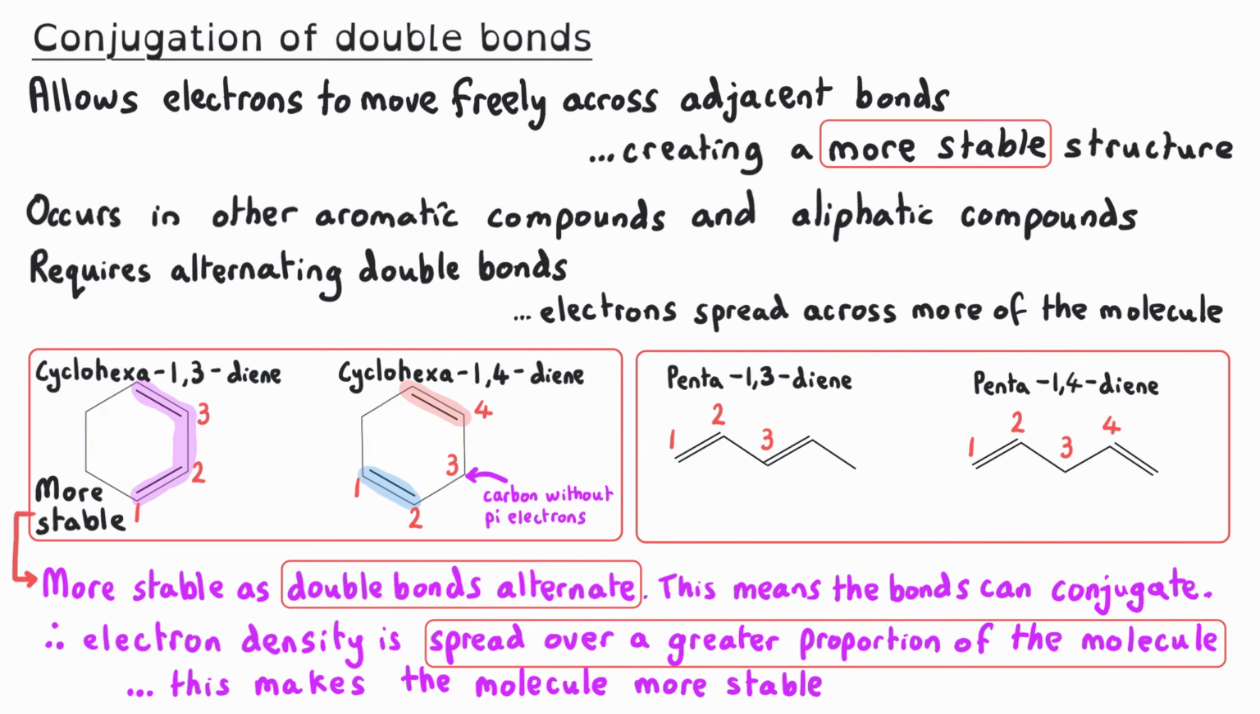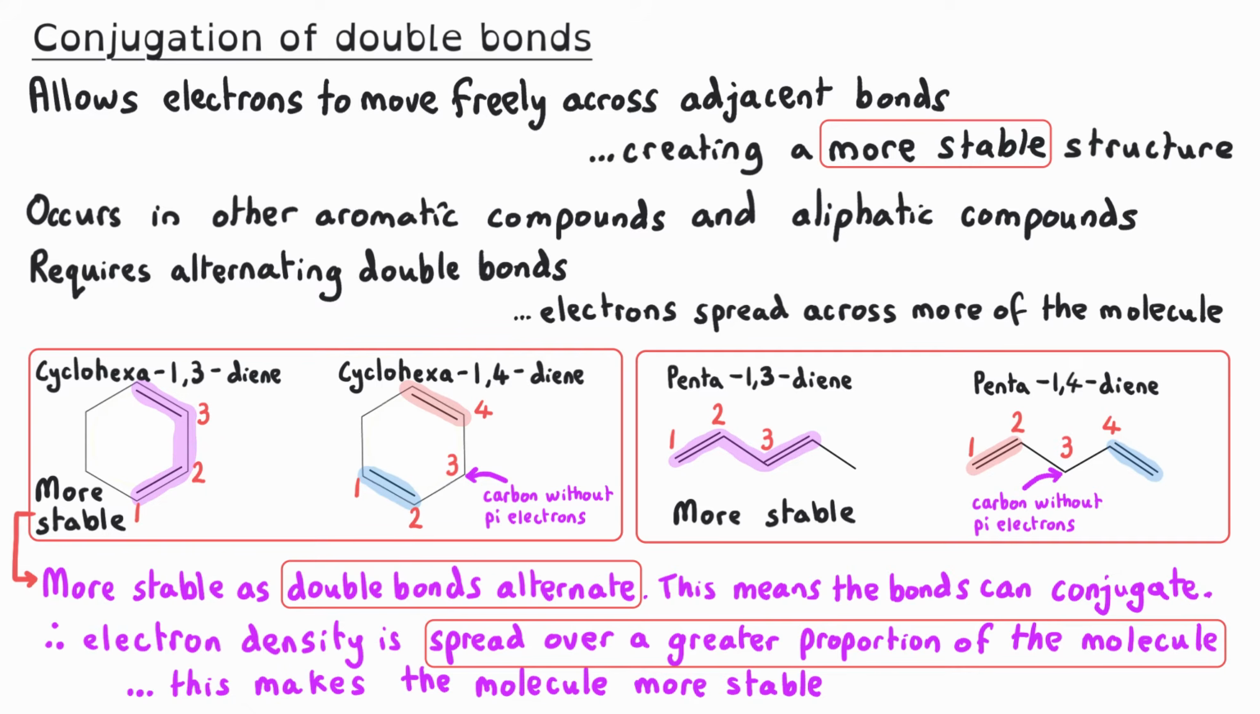Another good example of this would be in penta-1,3-diene, where the alternating double bonds allows the electrons to delocalise over a greater proportion of this molecule, and comparing that to penta-1,4-diene, where the double bonds are further apart, and so there isn't this opportunity to overlap, and so we don't get conjugation of the double bond.